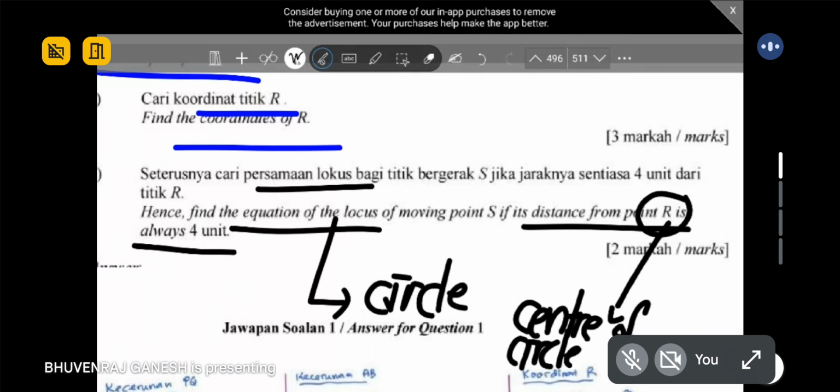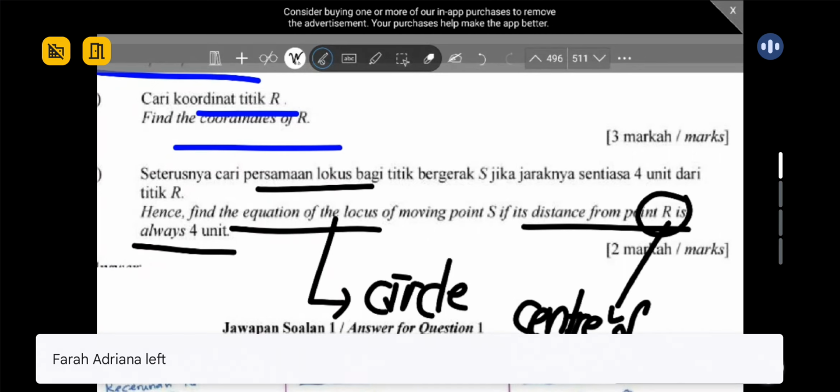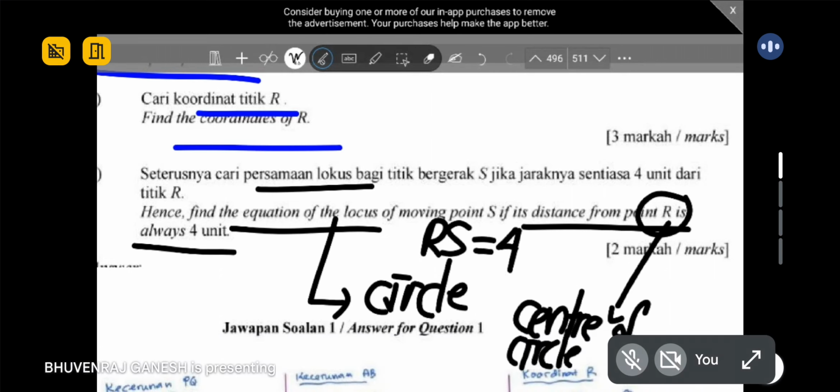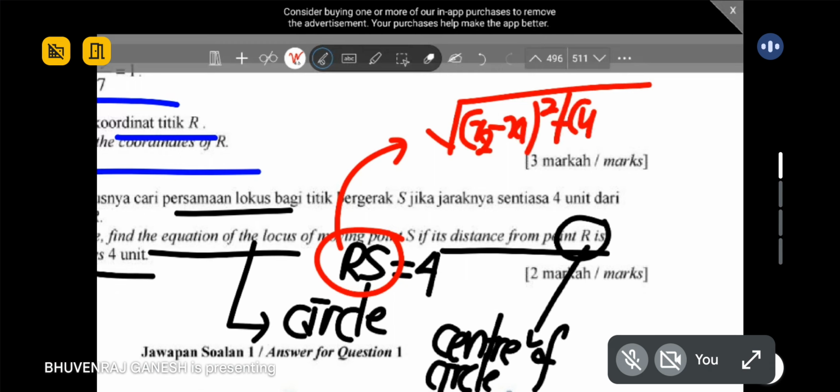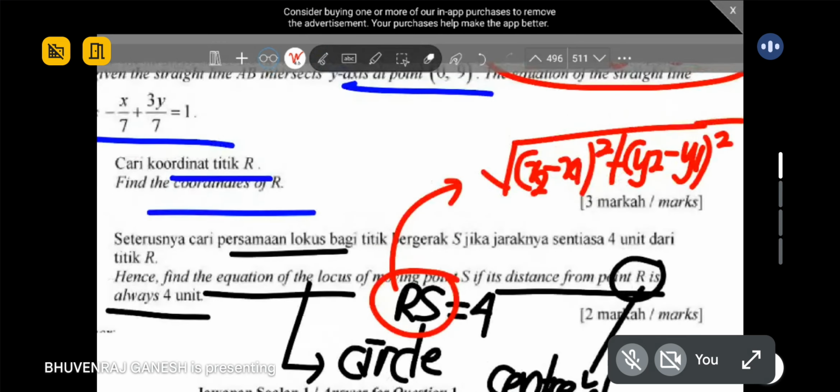Okay. All right. So next one. You have to form the equation, guys. Kamu kena bentuk persamaan. So you can say that RS equal to 4. Correct? So you need to know the distance of RS. So what is the distance formula? Rumus jarak. You guys must remember this. Okay, the formula is x2 minus x1 square plus y2 minus y1 square. Okay, so you just need to substitute the points inside, guys.